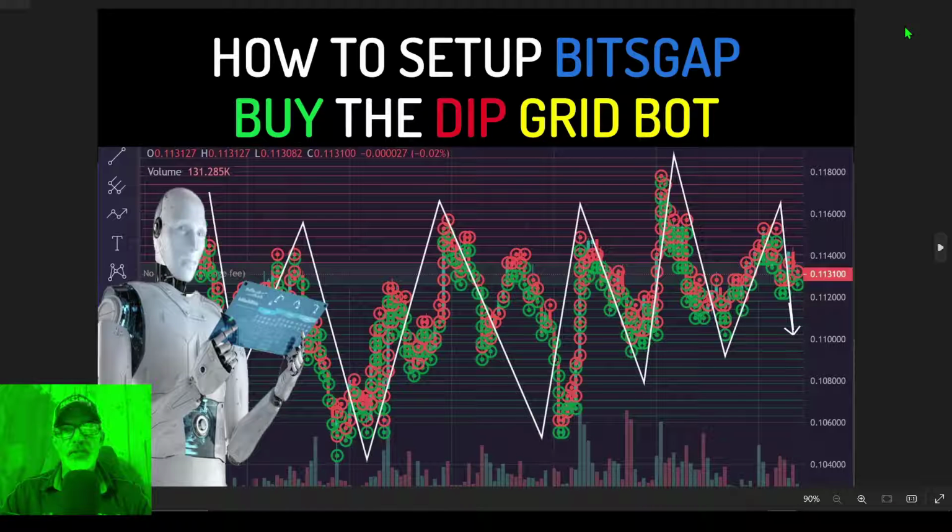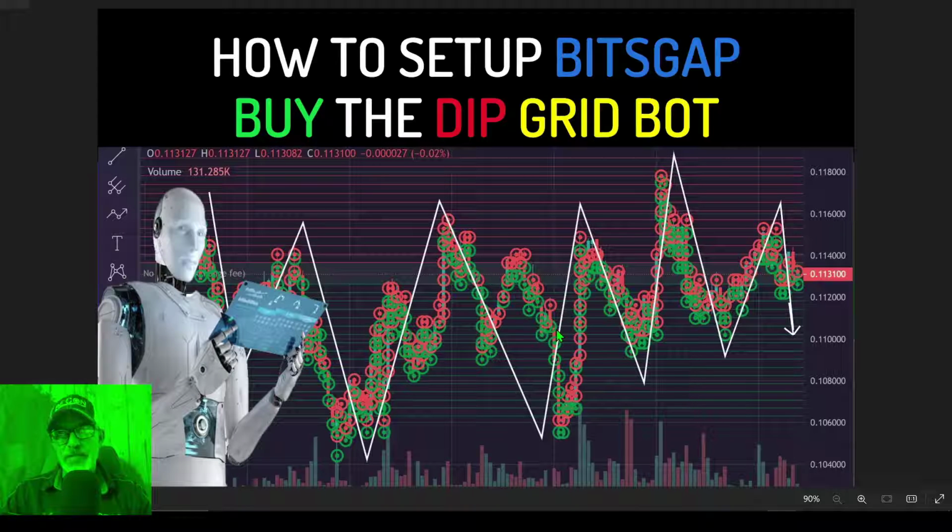In today's video, I will show you how to set up a Bitsgap buy the dip grid bot. Now, if you're not familiar with how these grid bots actually work, they're designed basically to buy the dip and then sell the rip back up. So when the price drops, like you see on the chart here, the bot would be buying, and when the price goes back up, the bot would be selling for a profit.